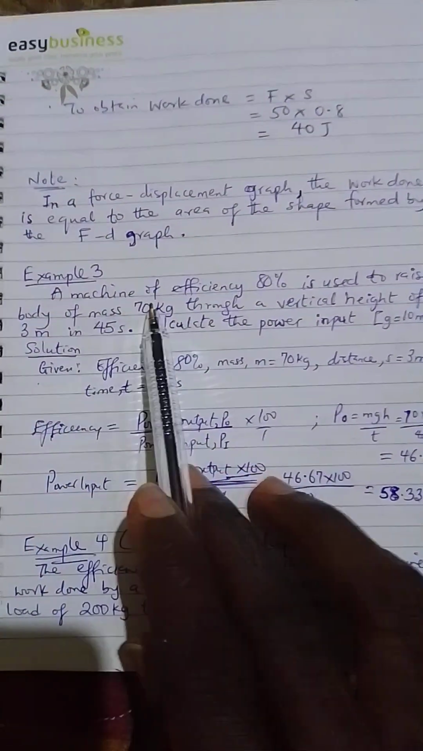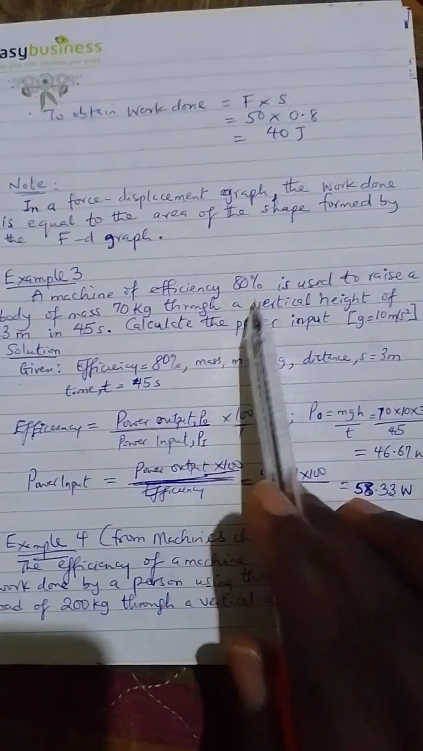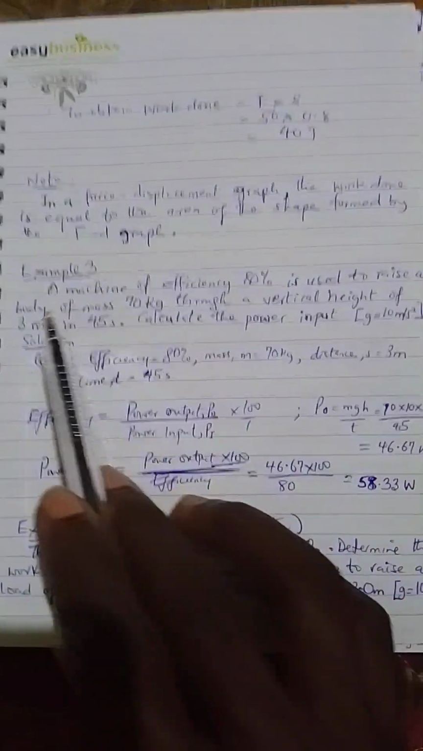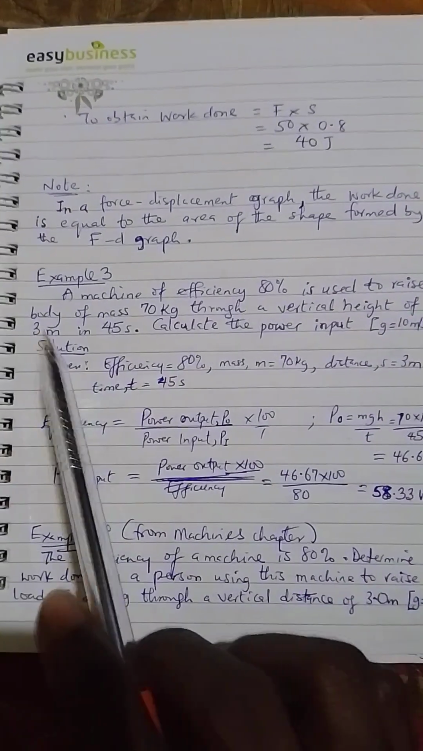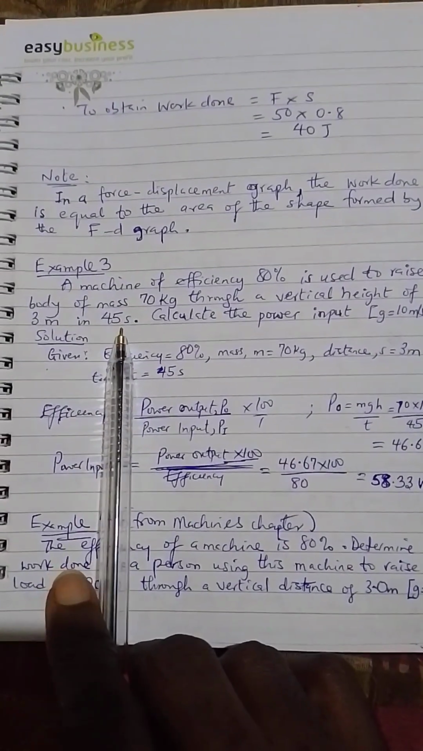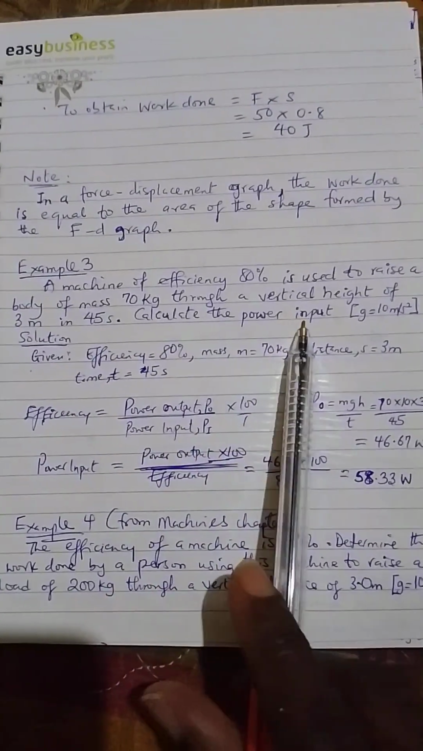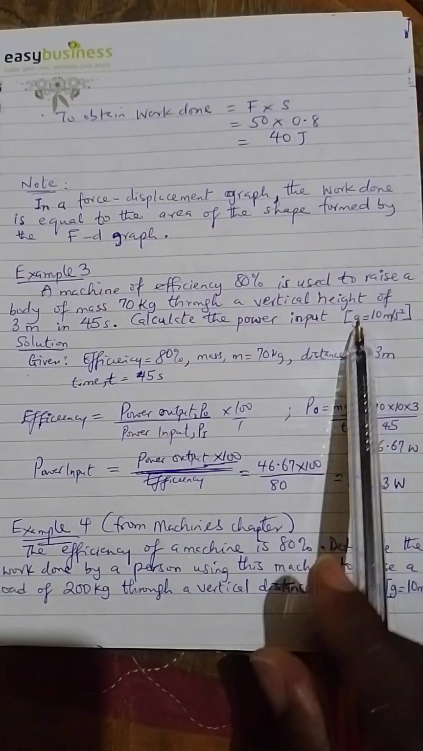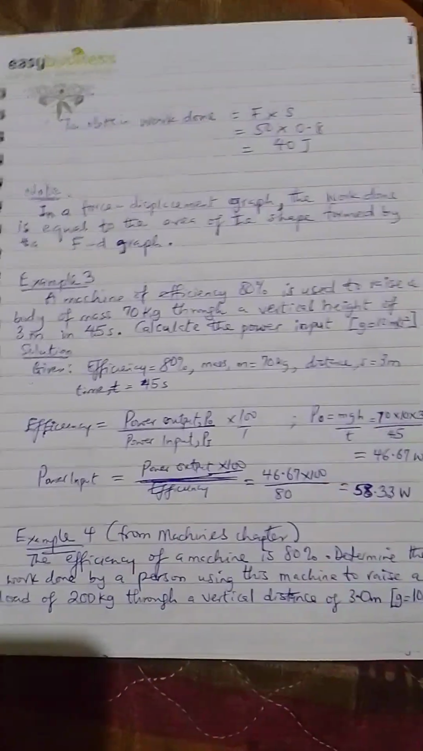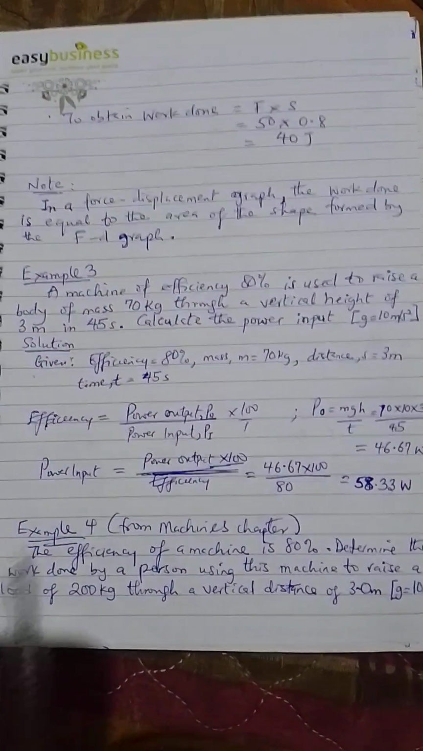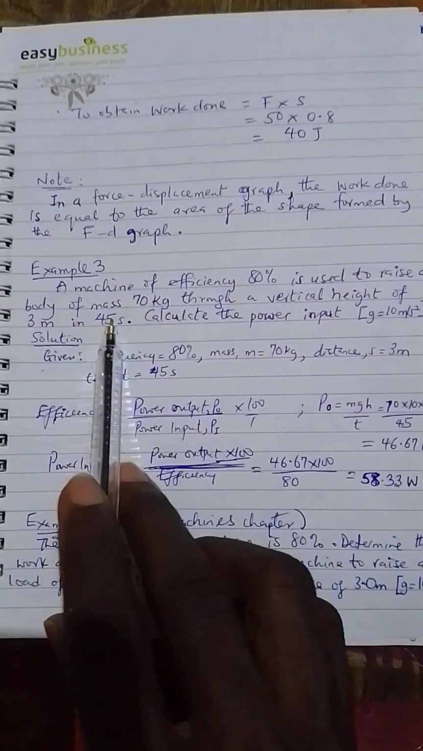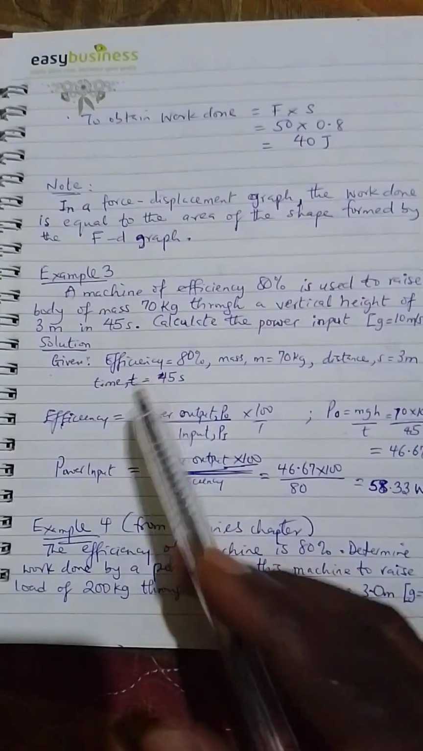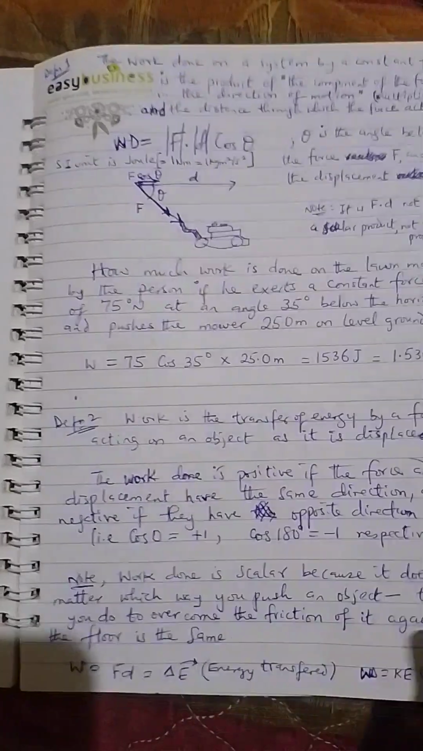Okay, so let's step up. We have an example: a machine of efficiency 80% is used to raise a body of mass 70 kg through a vertical height of 3 meters in 45 seconds. Calculate the power input. G, acceleration due to gravity, is given as 10 meters per second squared. So we're given efficiency, mass, vertical height or vertical distance, and time.